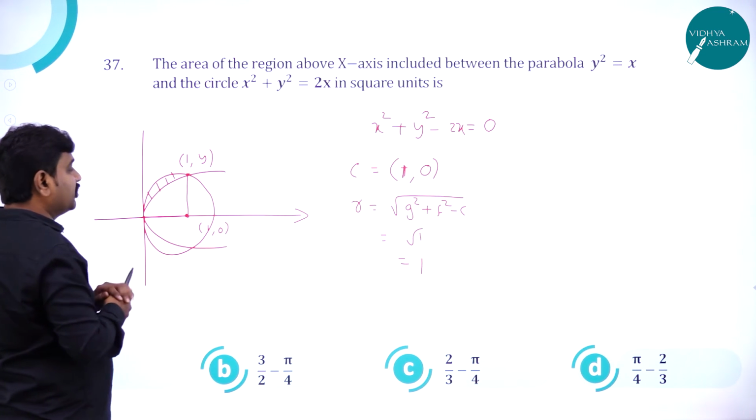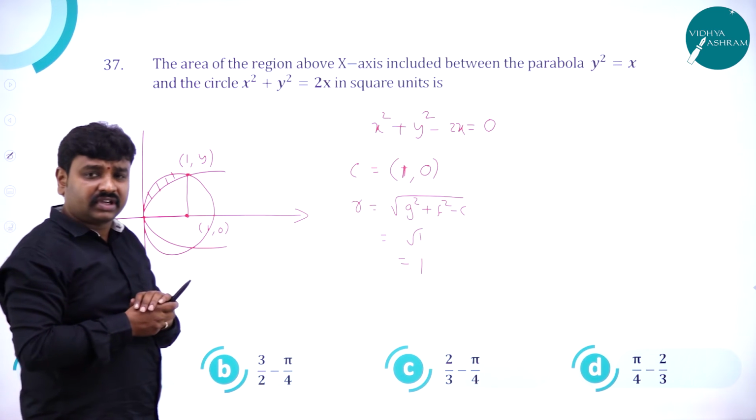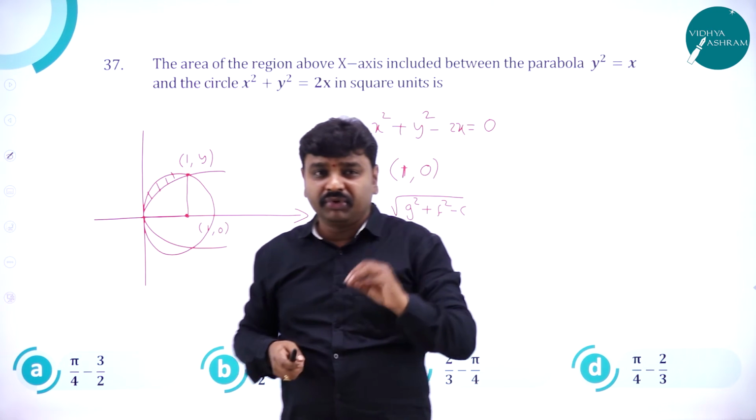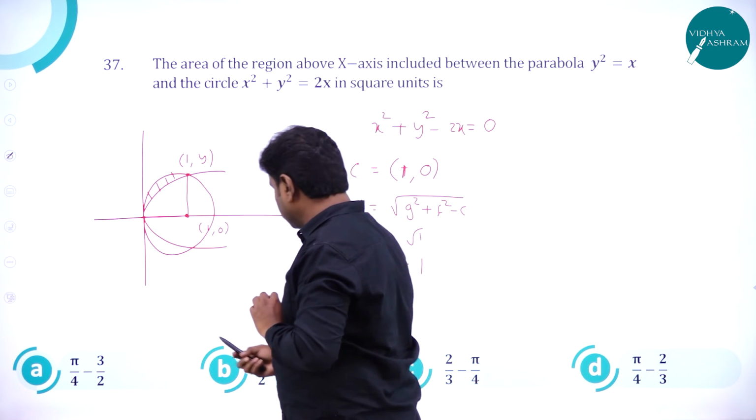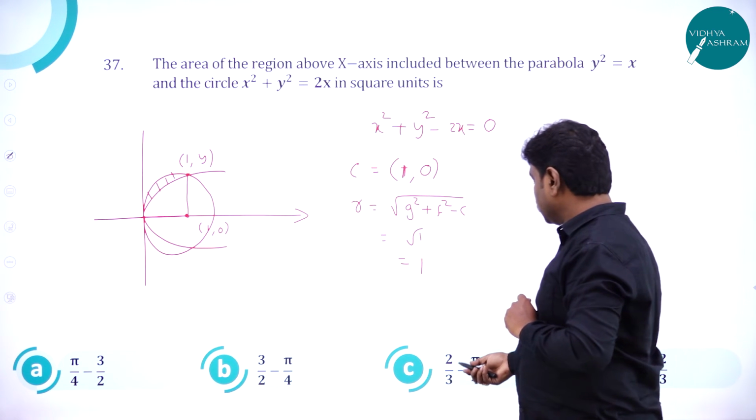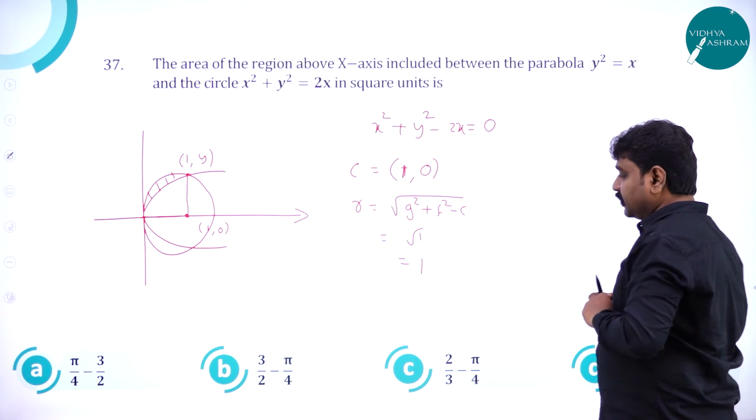So now use common sense. Yes, we can integrate and we can get the answers. Before I approximate, I'll see the answers. Pi by 4 minus 3 by 2, pi by 3 by 2 minus pi by 4, 2 by 3 minus pi by 4, like that they gave.